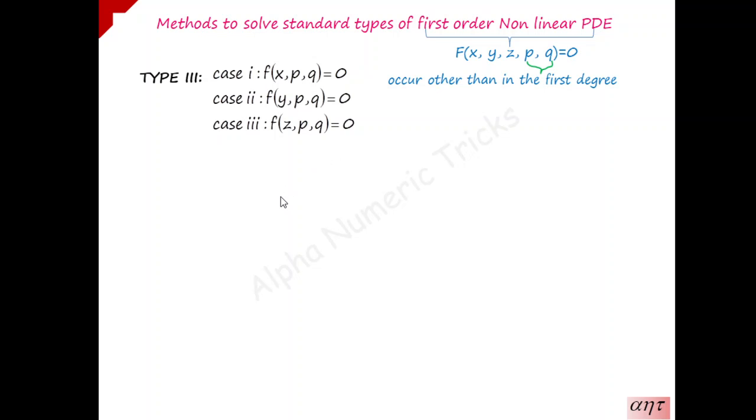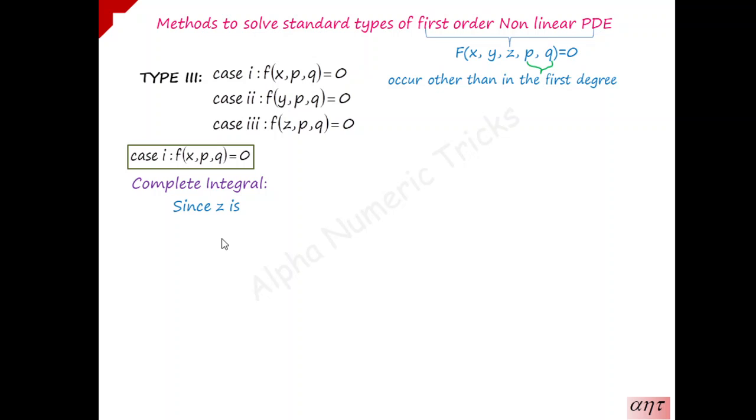Now we will see the working rule for the case 1 problem, that is f of x, p, q is equal to 0. Here we have to find the complete integral, singular integral and general integral for these types of problems. First we will see how to get the complete integral.